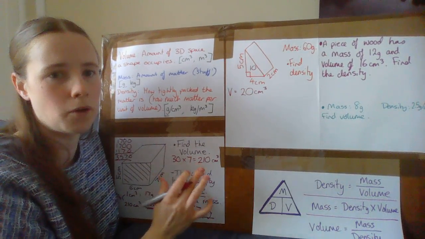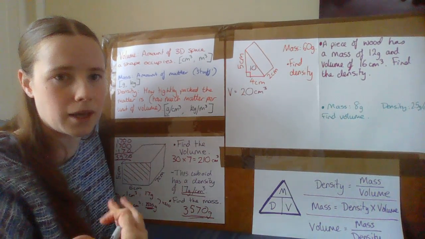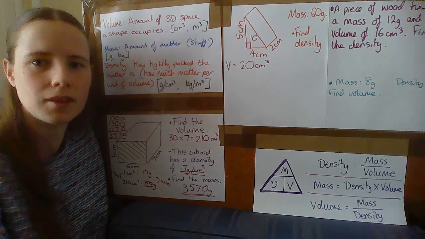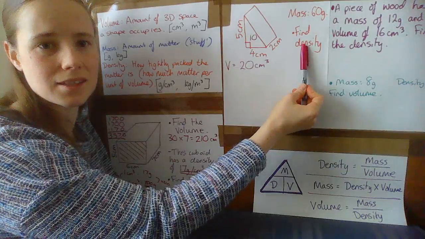Just bear in mind, you are not always going to get nice, easy numbers to work with this. It might well be much more complicated with decimals, particularly if you had a calculator. Okay, so we've got the volume and we've got the mass. What we need is the density.